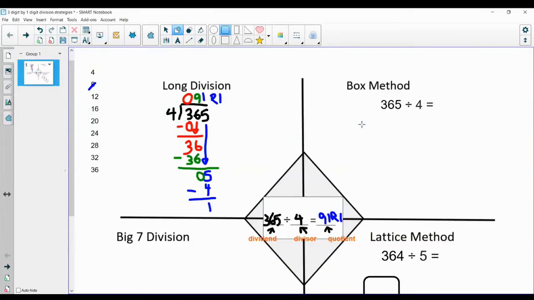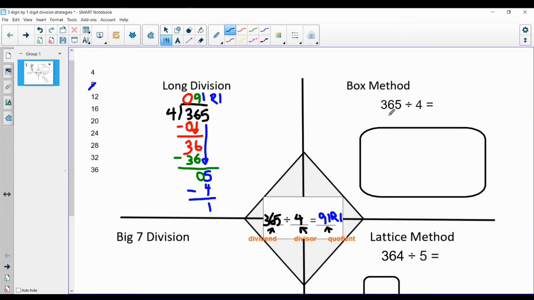Next, I'm going to show you the box method for division. For 365 divided by 4, or any division question, you are going to start by drawing a box. You are going to split your box into 3 to represent the hundreds, tens, and ones place value. Next, we put 365 in the boxes, and your divisor is 4, so you're going to put 4 on the outside.